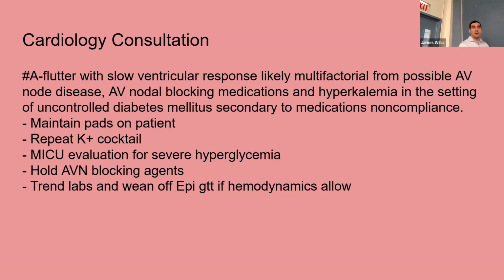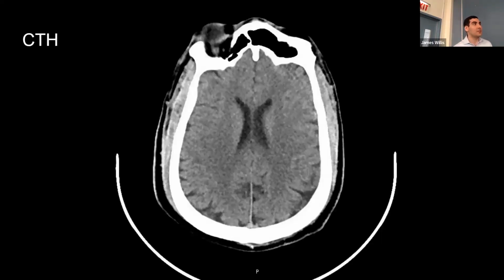And the relevant recommendations that they gave were to maintain pads on the patient, repeat a K cocktail that was given earlier, get a MICU eval for the critical hyperglycemia, hold all of his AV nodal blocking agents, continue trending his labs and lytes, and try to wean him off pressure support if his hemodynamics allow for it. After cardiology saw him, his heart rate and blood pressure were improving. It was stable for him to go to CT, and he got his CT head.